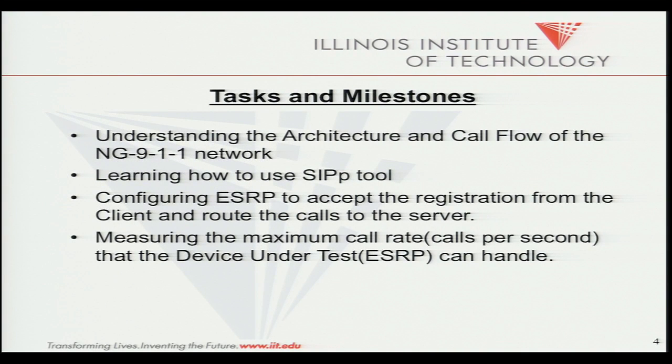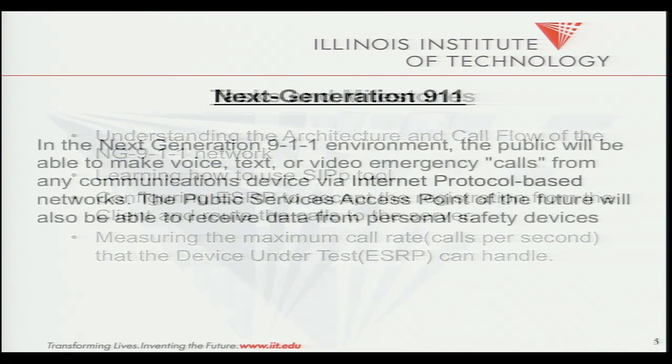And the major tasks and milestones of this project were to understand the basic architecture and the call flow of NG911 summed up by the previous team. And we needed to learn how to use the SIP tool so that the testing can be easily done with it. And then we had to configure the ESRP to point to the SIP server and not to the normal call flow, wherein it takes the PSAP URI from the LoST database and forwards it to the appropriate PSAP server. So here we measure the maximum call rate that the ESRP can handle.